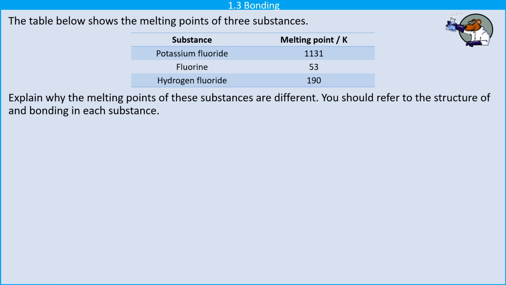This one is about the different melting points of substances based on their structure and bonding. The table below shows the melting points of three substances. We've got potassium fluoride, fluorine, and hydrogen fluoride. Explain why the melting points of these substances are different. You should refer to the structure and bonding of each substance.